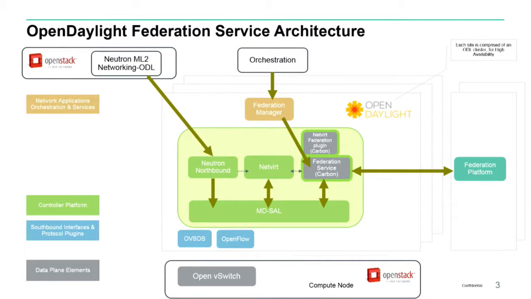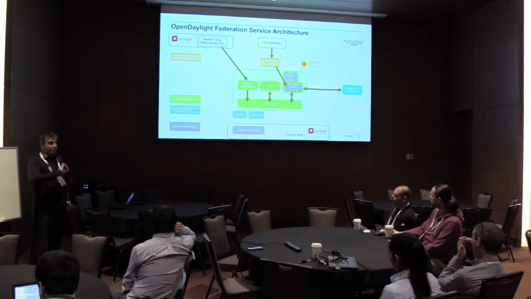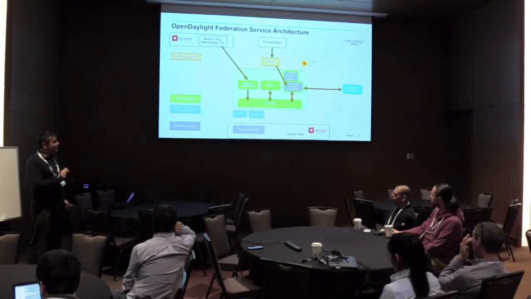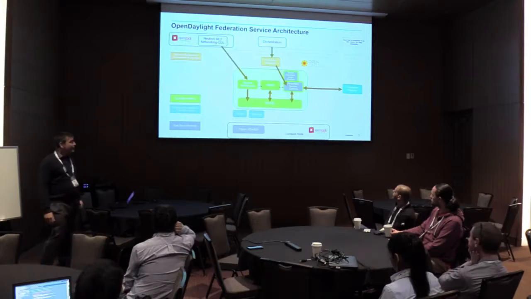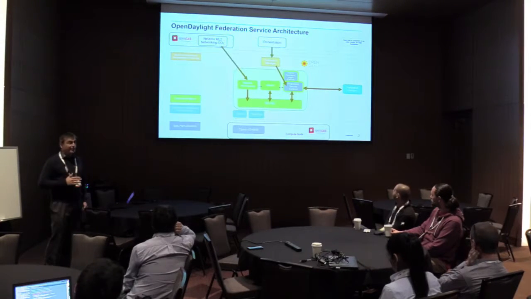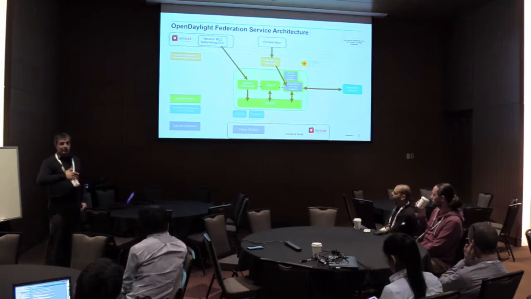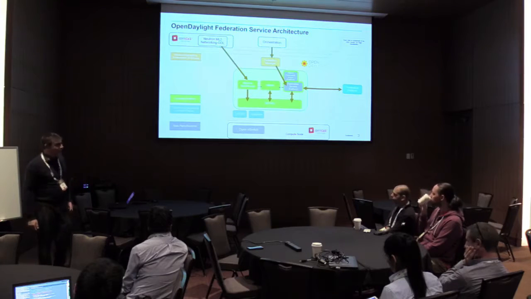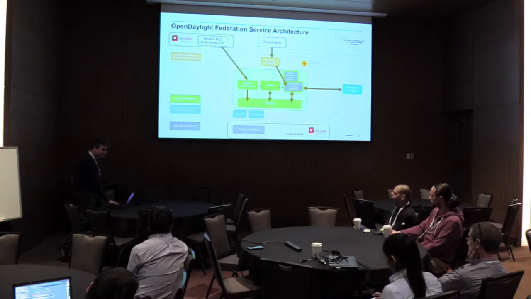So from the top-level view, the orchestration or GUI tells the federation manager which network to federate. The federation manager talks to the federation plugin and says which network needs to be federated. That's how the federation plugin knows which events it needs to send to other sites. Okay? If you have any question, if something is unclear, I can answer.